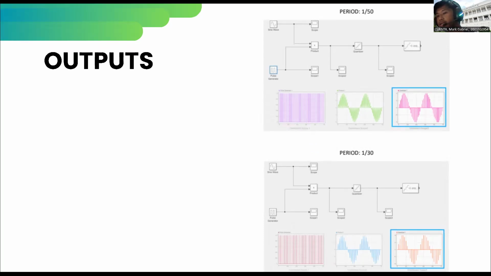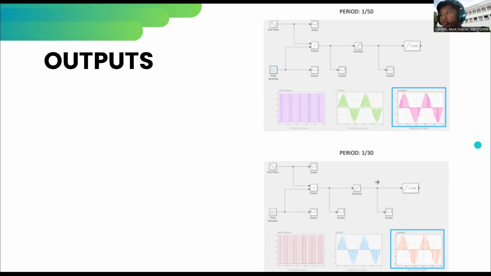In this one, wherein the period is changed, in the following changes in parameters, the period determines how fast the signal repeats. When I change it into 1 over 50, the signal repeats faster, while when I change it into 1 over 30, it becomes slower. So, period compresses the waveform horizontally.